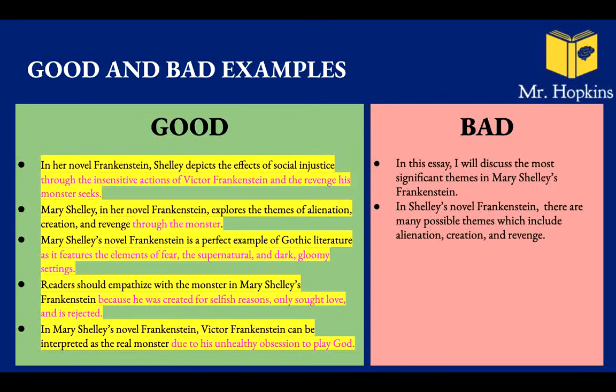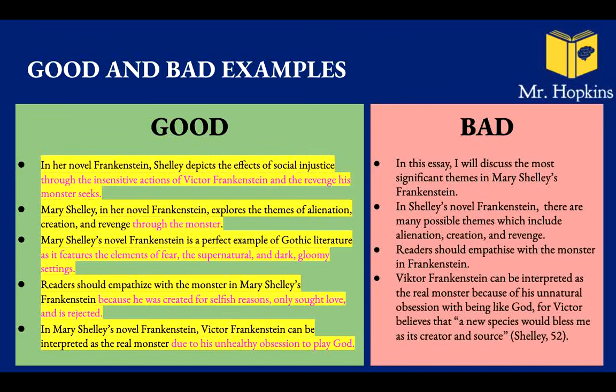In Mary Shelley's novel Frankenstein, there are many possible themes which include alienation, creation and revenge. Okay. What's the claim? Yes, there are these themes, but can you explain the how or the why? How are they presented? How are they developed? Readers should empathise with a monster in Frankenstein. That's too basic. There's no how or the why, and there's not even a lot of information there.